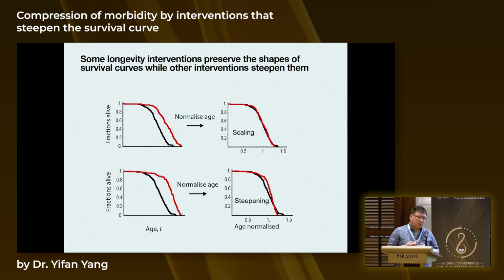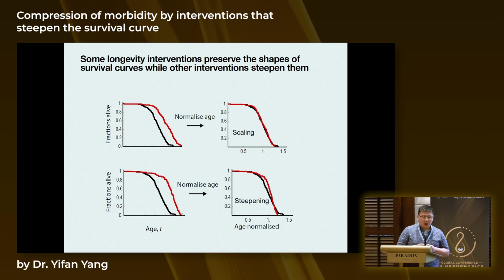Here I'm showing you two real-life longevity interventions in mice. You'll see what they are later, but I won't tell you what they are for now. The top row is what we call a scaling intervention. You'll see in the top left that the median lifespan is extended, but when we normalize the x-axis by the median lifespan, we see that the two curves collapse onto each other. So the shape of the survival curve is preserved by this intervention.